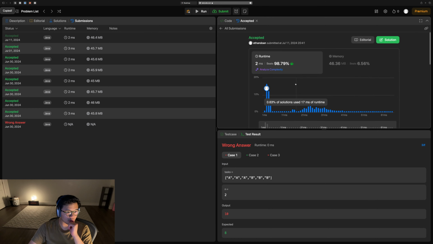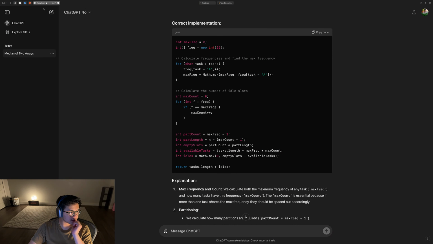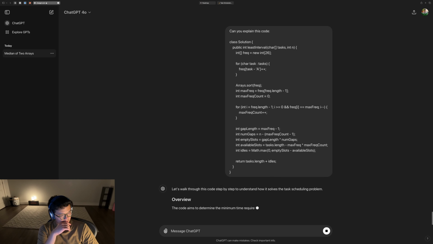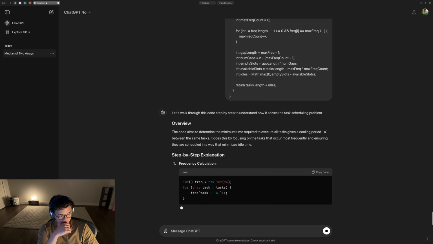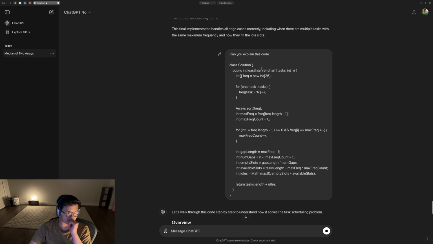You have to sort. Oh my gosh. GPT has failed me. That was a lot of waste of time. So we count up the frequencies, we sort the frequencies.